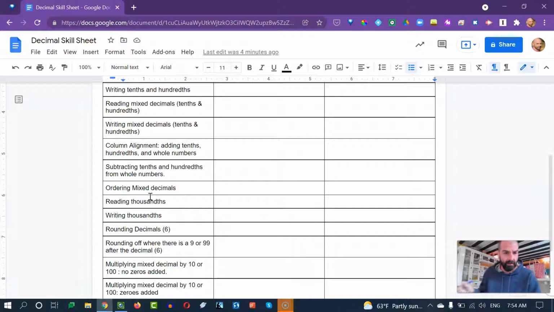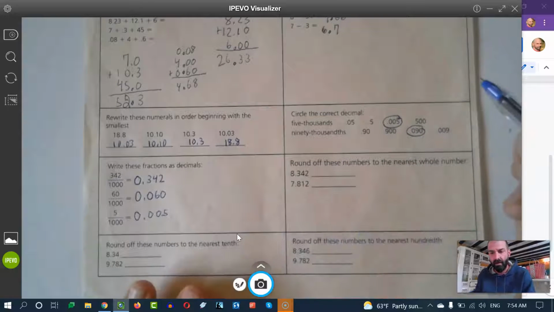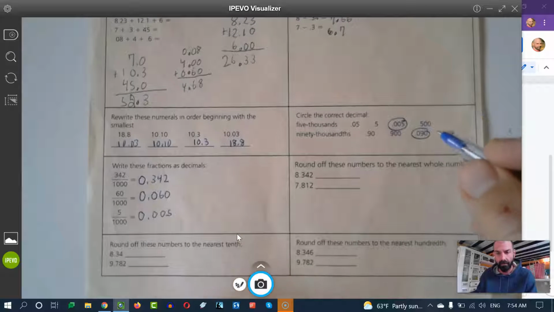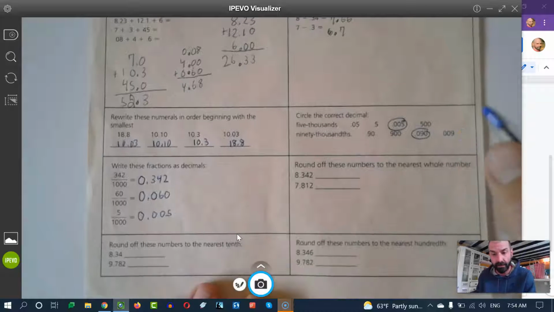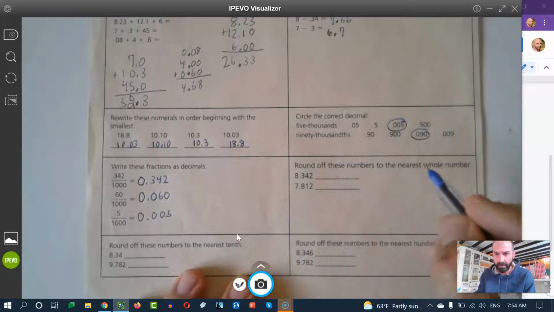All right, let's see what's next. Rounding decimals. So there are 6 problems here, 1, 2, 3, 4, 5, 6, of the different ways to round when it comes to not having a 9 involved. So when a 9 is involved, it can get a little trickier. So this is that first step. Round off these numbers to the nearest whole number.